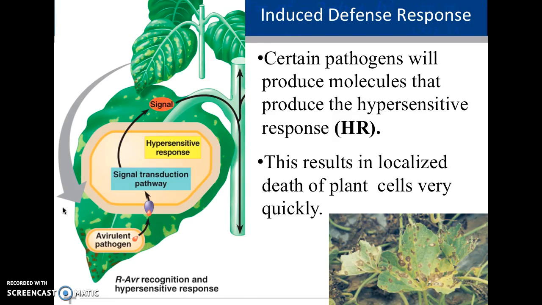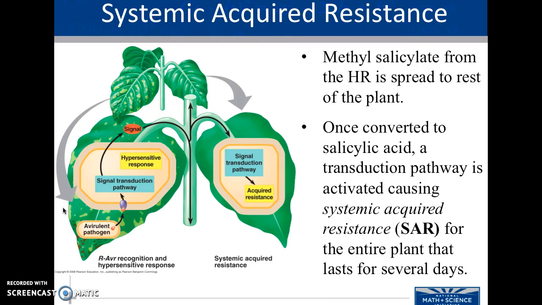When we talk about the final step of the plant immune system, the induced defense response, certain pathogens that show up will produce molecules that produce a hypersensitive response. And so depending on the pathogen, if they show up, the plant will start creating molecules that create a hypersensitive response. The hypersensitive response is essentially the localized death of a plant and the plant cells very quickly, which is why we see these brown spots. That area died to try to prevent the spread of whatever pathogen we saw.